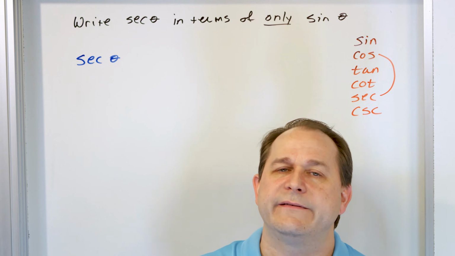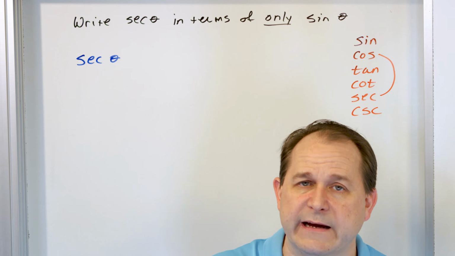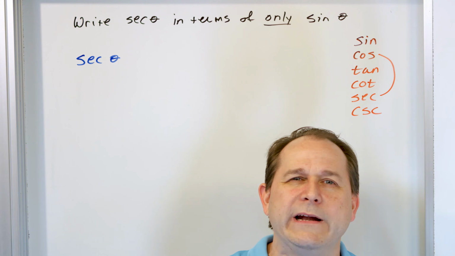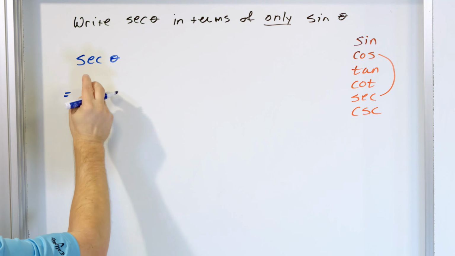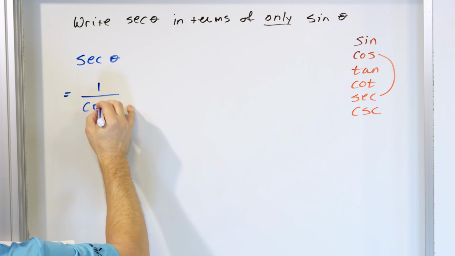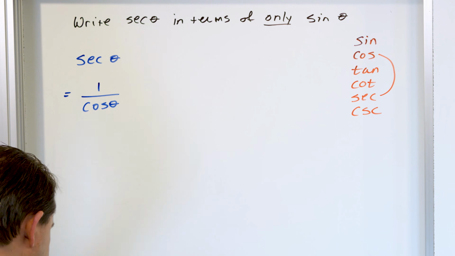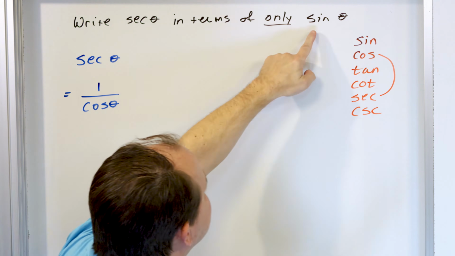So what you do in that situation is you take the only step that you can and just see if you can think of something else. You can't often think all the way to the answer. So I do know, though, that the secant here is 1 over the cosine. So 1 over cosine of theta. Now, the answer is in terms of cosine of theta. I want the answer in terms of sine of theta.